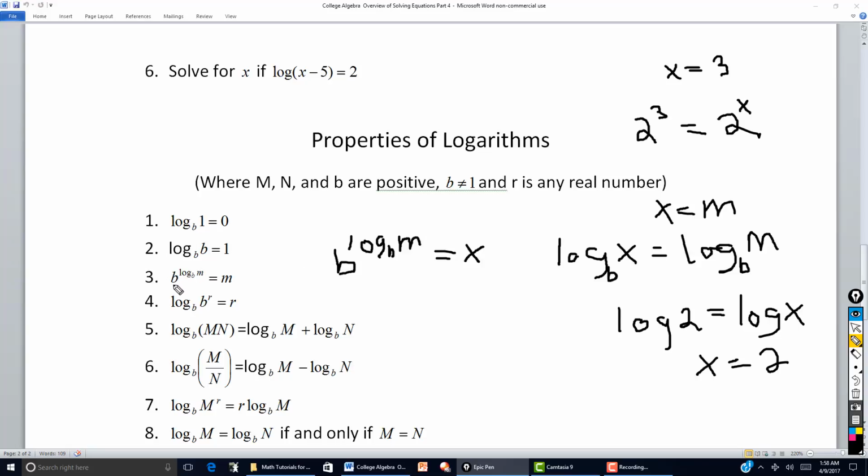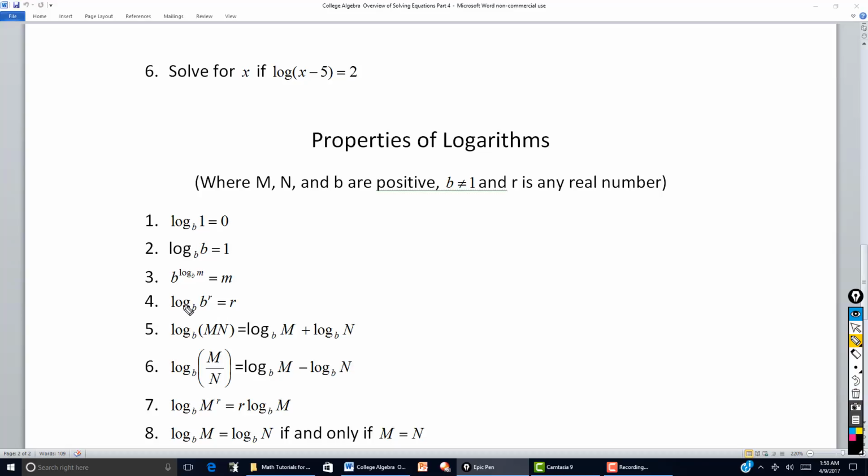So this is saying if you have b to a power, and the power is a logarithm of some number m to base b, in other words, this base here and the base of the logarithm is the same, then the answer is going to be whatever this expression is right there. In this case, it's m.